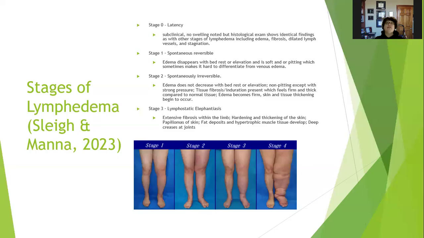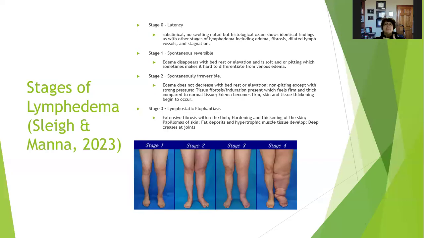So in stage 1, it's called spontaneous reversible. The edema disappears with bed rest or elevation and is soft or pitting. So it's very similar to venous edema, regular edema. It's hard to differentiate the two. One of the ways that they differentiate is by how the edema responds to manual treatment. But stage 2 lymphedema is spontaneously irreversible.